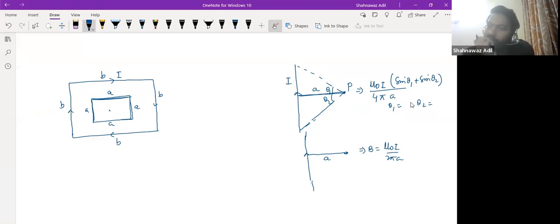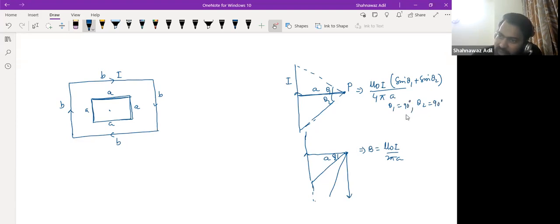The first angle and the second angle. For the infinite case, what are theta 1 and theta 2? Let's say this is infinite. This is theta. If you increase this, the angle would increase, right? So then theta 2 is 90 degrees, and theta 1 is 90 degrees for the infinite case. Then you will get sine 90 plus sine 90. So you'll get 2, and the 2 will cancel and you will get back this result, right? So that is how you can remember this finite case.